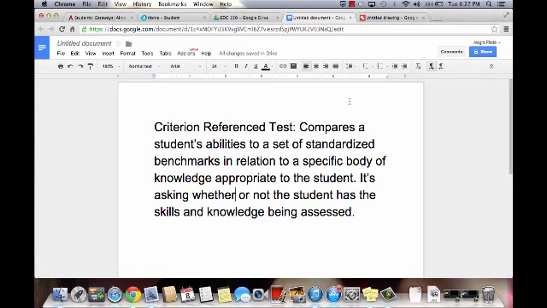A criterion reference test compares a student's abilities to a set of standardized benchmarks in relation to a specific body of knowledge appropriate to the student. It's essentially asking whether or not the student has the skills and knowledge being assessed.